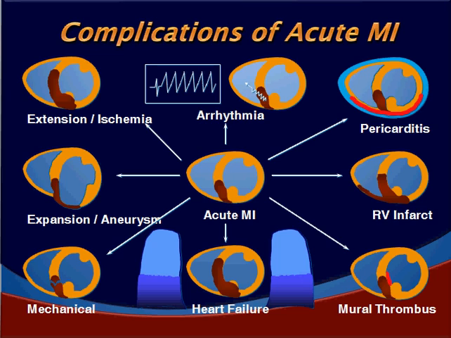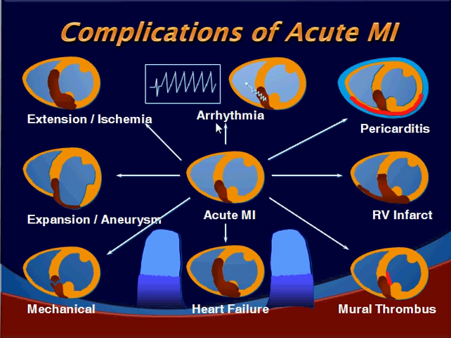What are the complications of acute myocardial infarction? Acute myocardial infarction can throw in many types of complications. The commonest one will be extension of ischemia. Ongoing ischemia, extension of the infarct. It started as a small infarct here, it is extending.